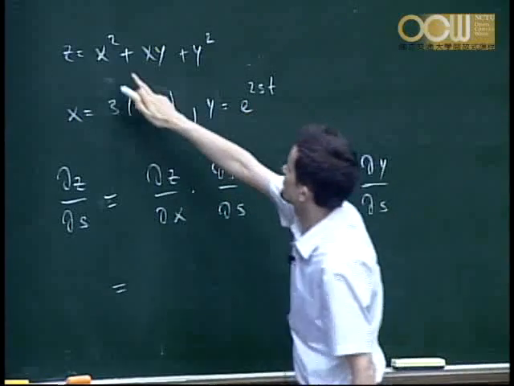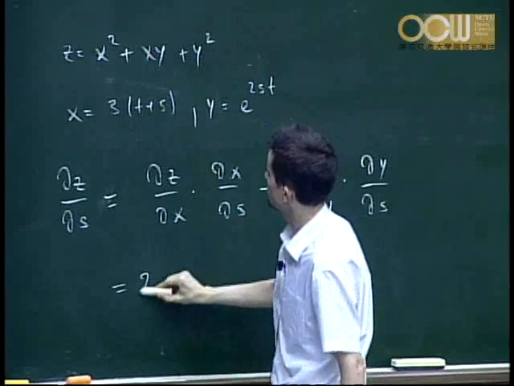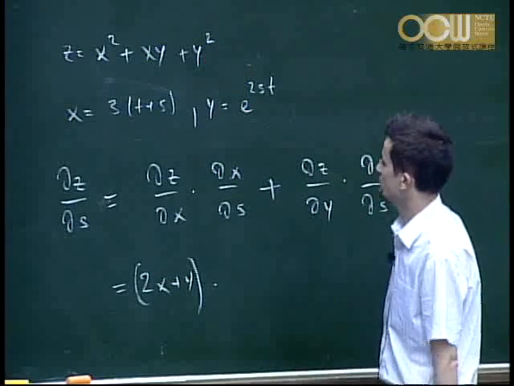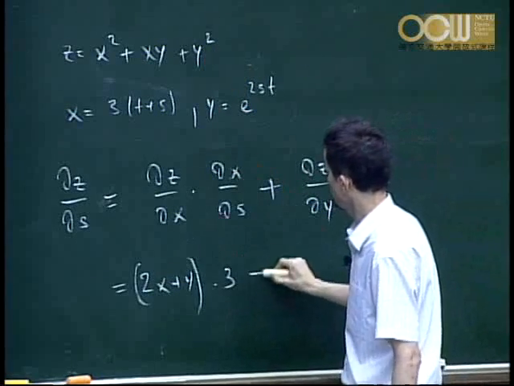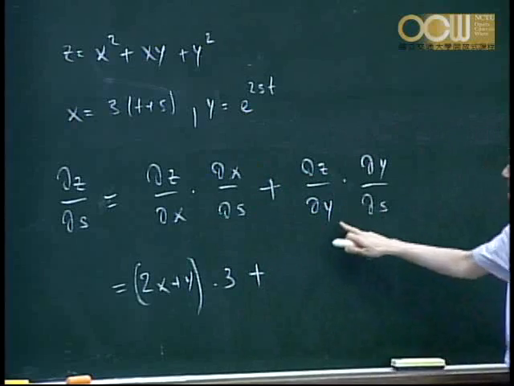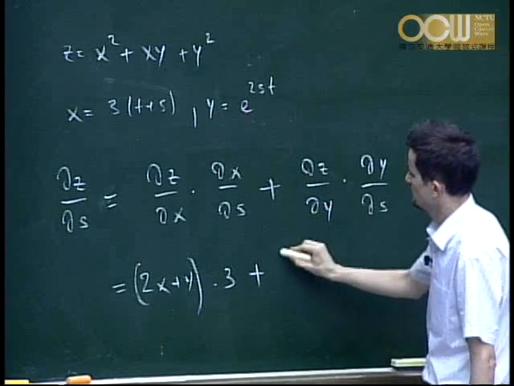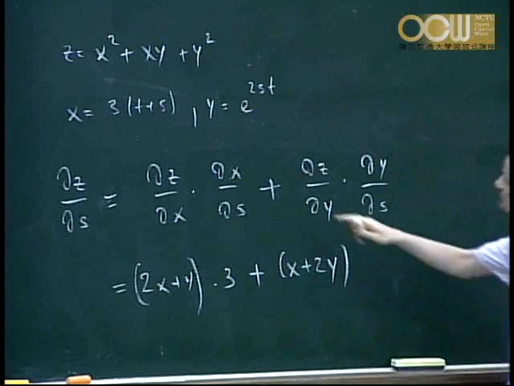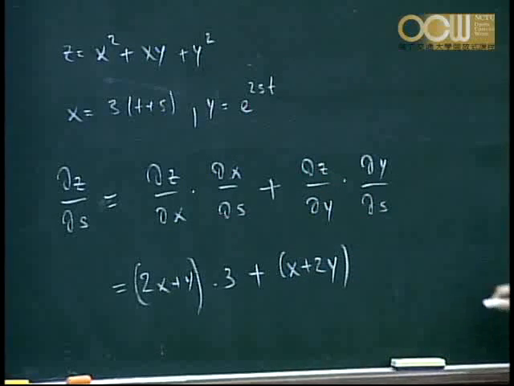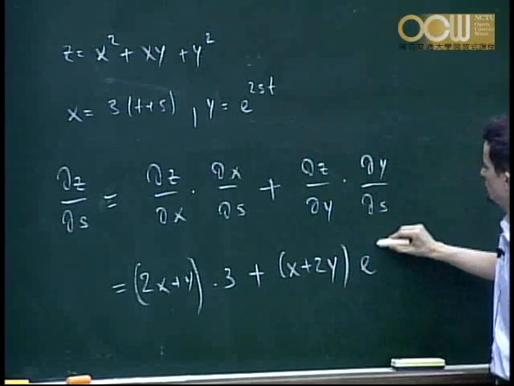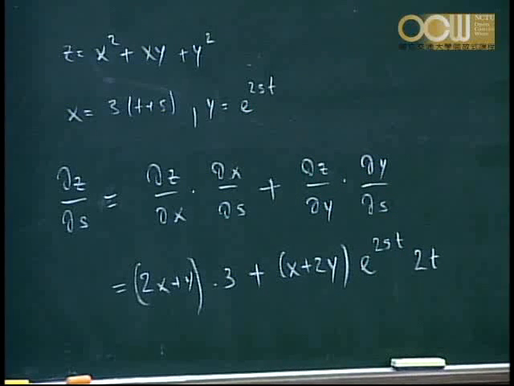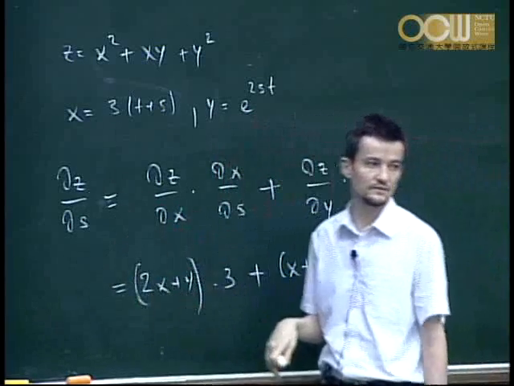So the partial derivative of z with respect to x is 2x plus y, times the partial derivative of x with respect to s, which is equal to 3, plus the partial derivative of z with respect to y, which is x plus 2y, times the partial derivative of y with respect to s. Here you have to use the chain rule, so e to the 2st times the inner derivative, which is 2t. Okay, and similar for the partial derivative of z with respect to t.